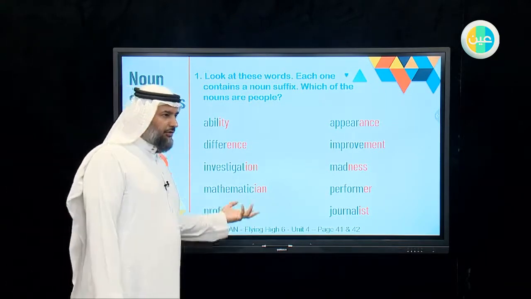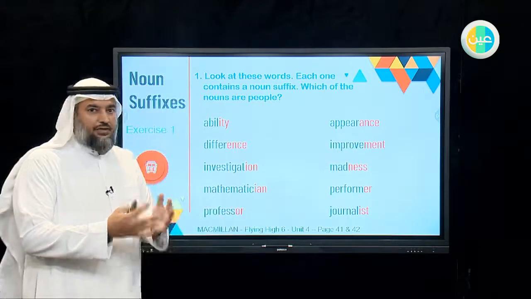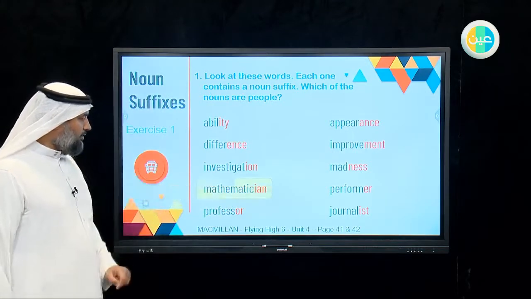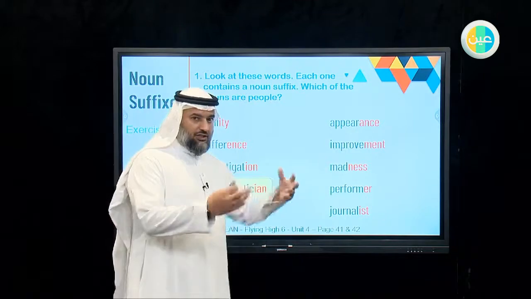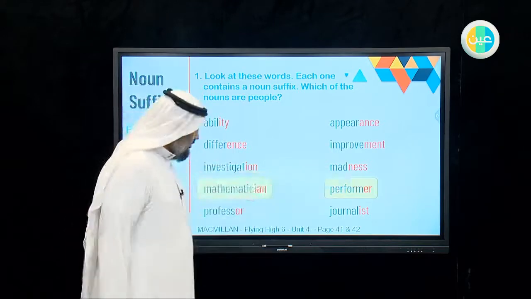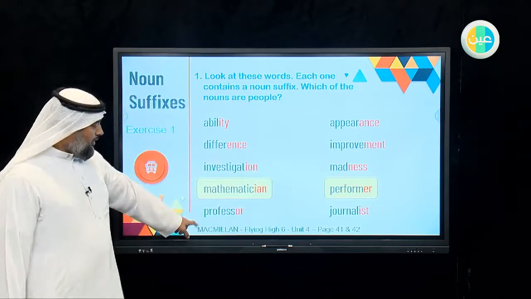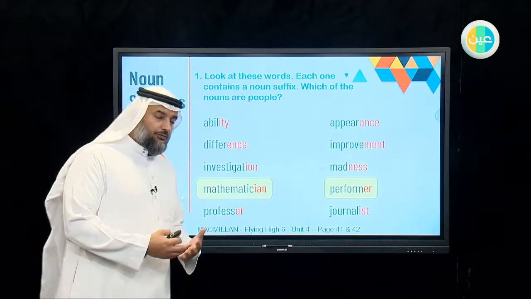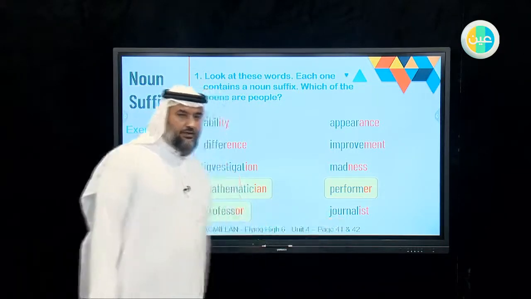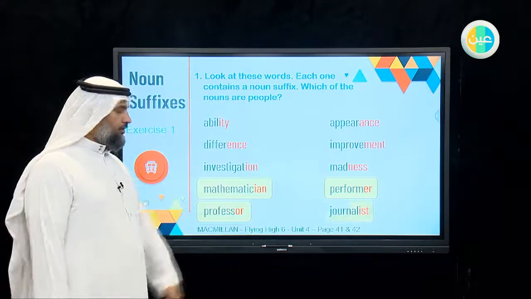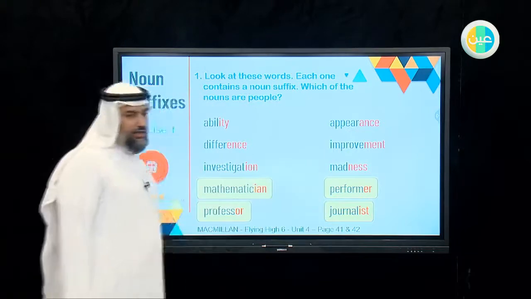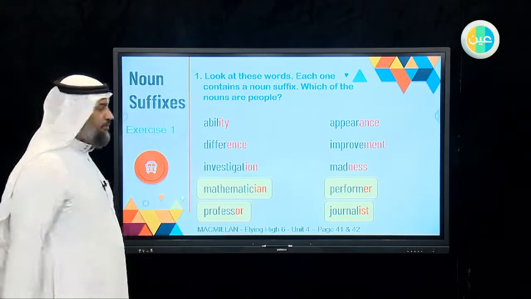Mathematician. Mathematician means a person who works in mathematics, a mathematician. So that's people. Performer, a person who performs. That's also people. Professor. That's also people. Journalist. It's also people. Okay? So OR, ER, IST and IAN, these refer sometimes to people.